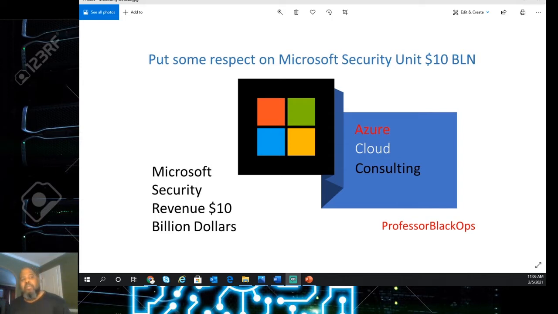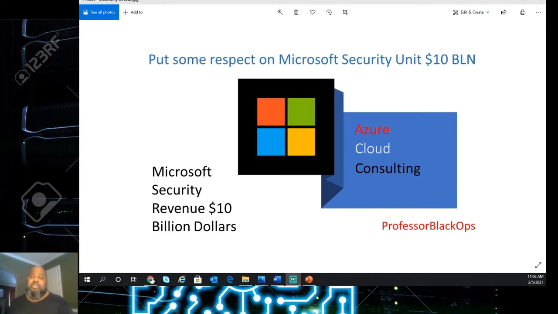Put some respect on Microsoft Security's unit. They made $10 billion this year. I was just surprised. I guess I didn't really think Microsoft Security was that high level or that profitable.